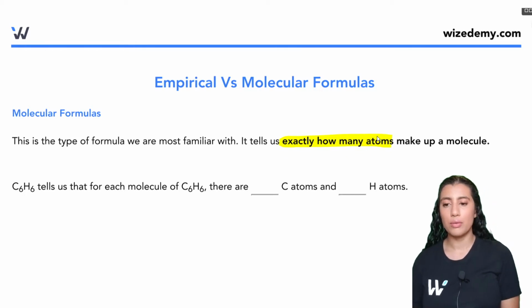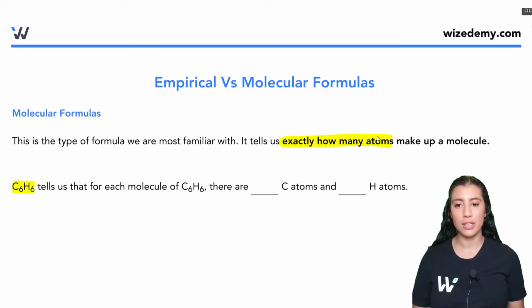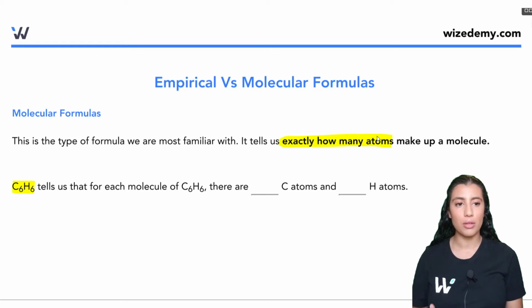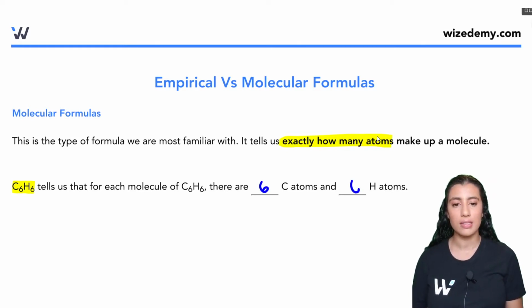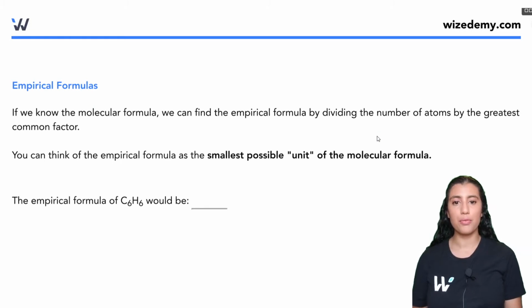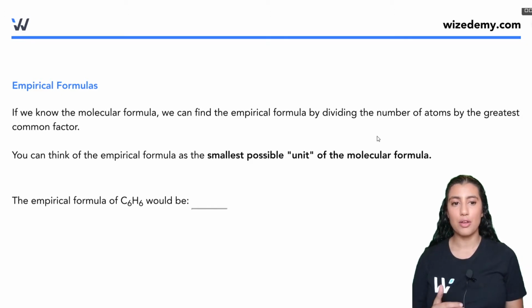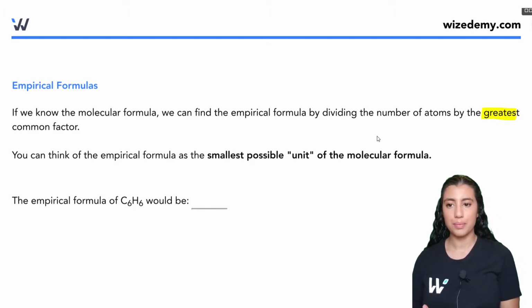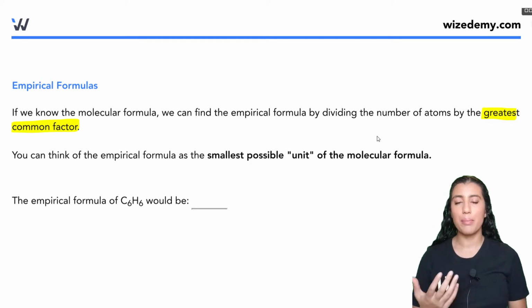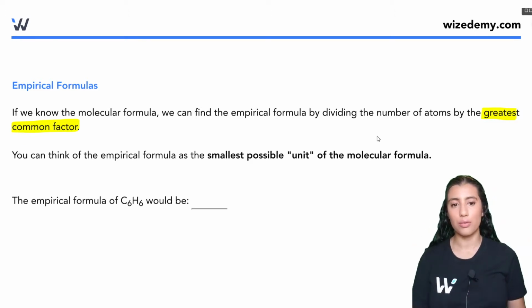So for example, if you take the molecule C6H6, it tells us that in one molecule of C6H6, there are 6 carbon atoms and 6 hydrogen atoms. So the molecular formula is the one we've seen most commonly before. Now the empirical formula is when you take the molecular formula and you divide by the greatest common factor. You can think of it as the smallest unit of a molecular formula.